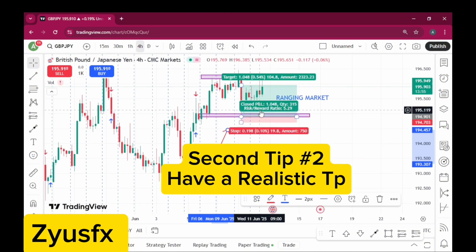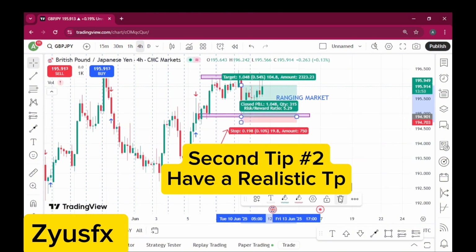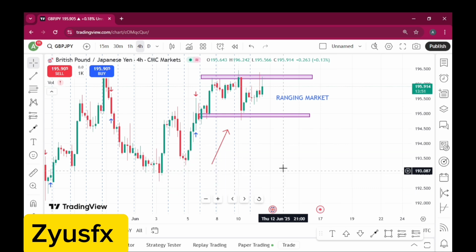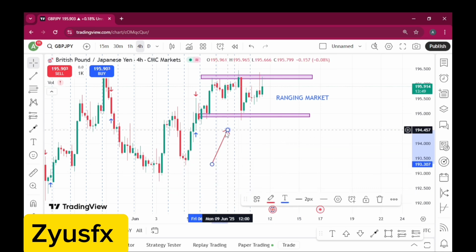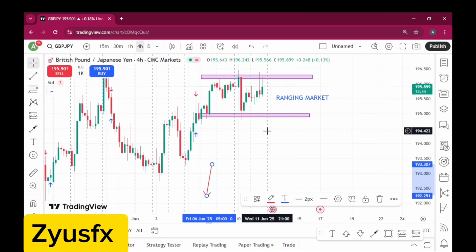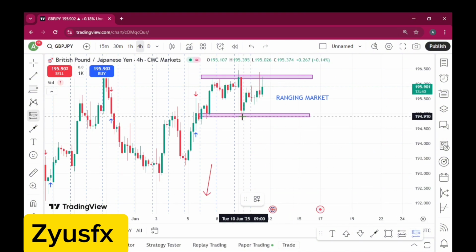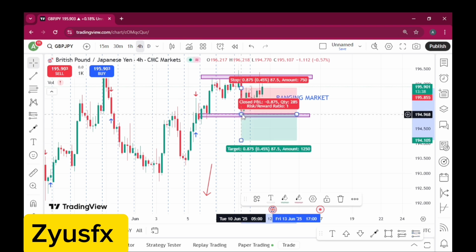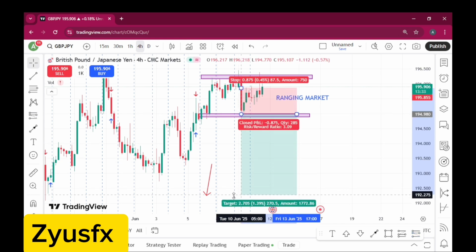So the second tip is to be realistic when setting your TP. Try to be realistic, because most traders are very greedy in the market. When they take a trade, they set something like this. Let's say they are taking a sell, they take the sell around the level and have a very big TP, something like this. So this is not realistic.